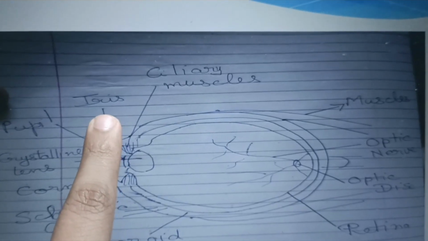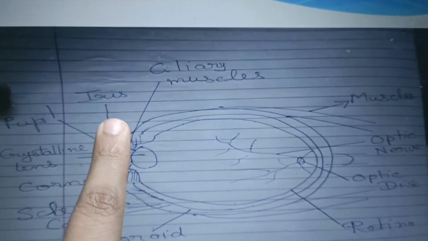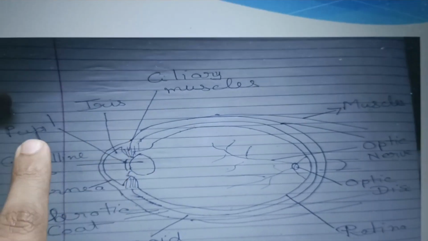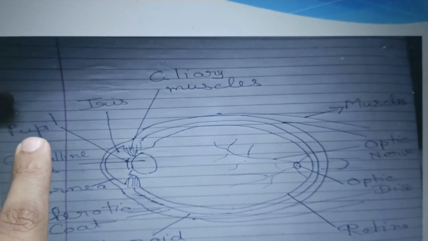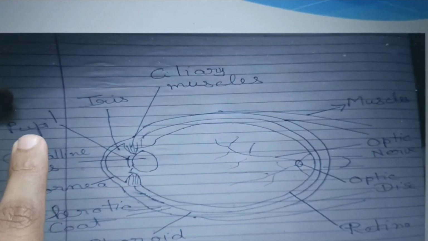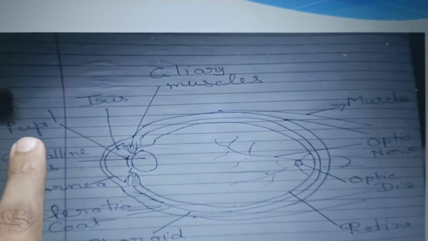Iris. Iris is a colored portion that is visible externally, and the main function of the iris is the adjustment of the size of the pupil. What you can mark is pupil, which acts like a camera. It allows the light to enter and it gets focused on the retina.